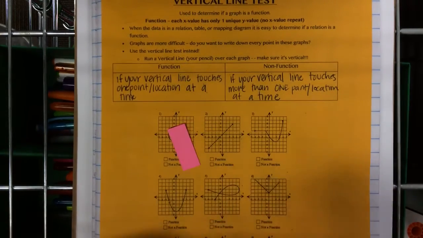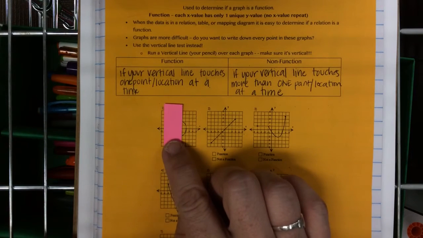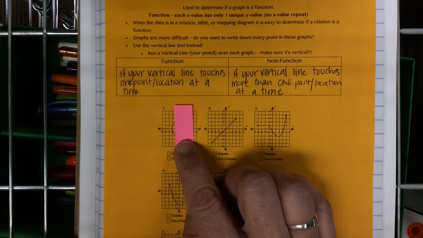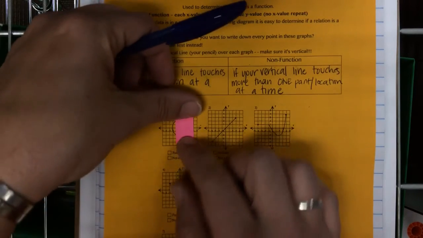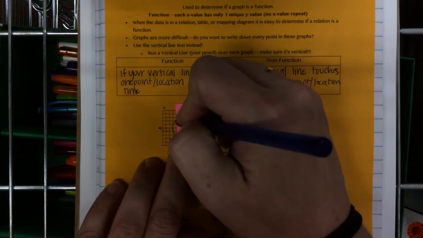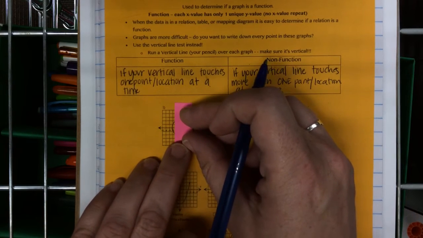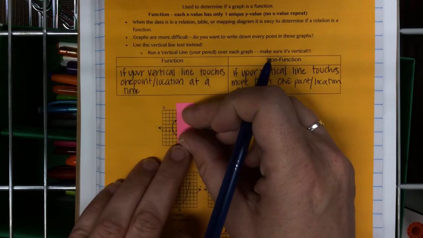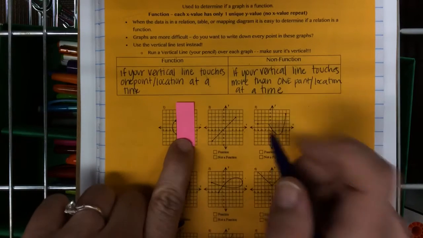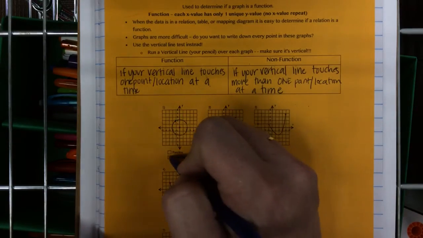I'm going to use this post-it note just because it's a little easier to see up here. You start at the left, and I drag across, and I stop, because I'm touching two locations at once. More than one point or location. This is not a function.